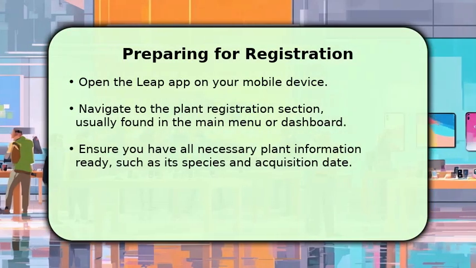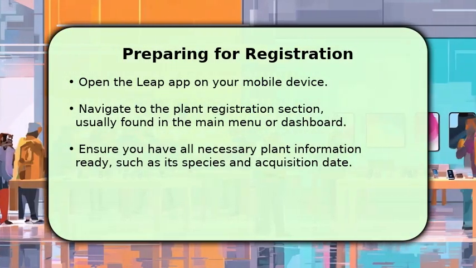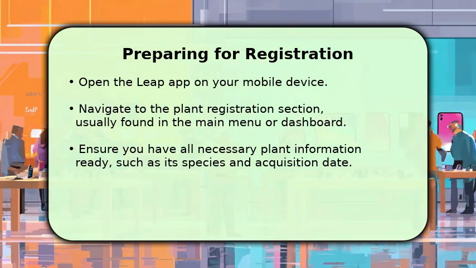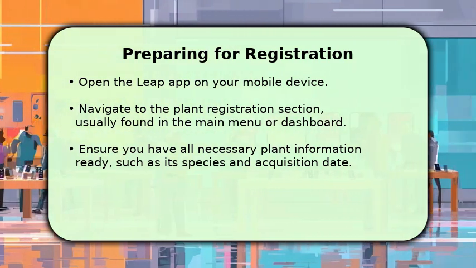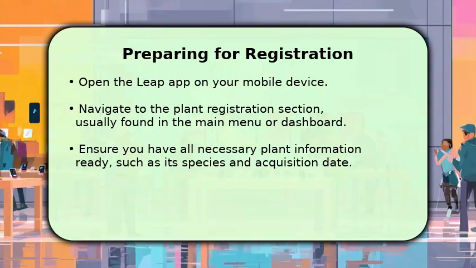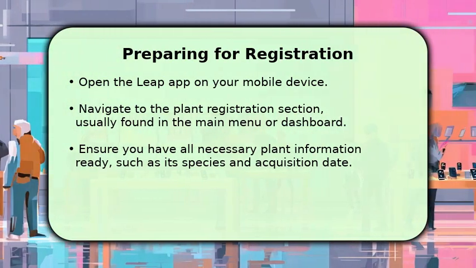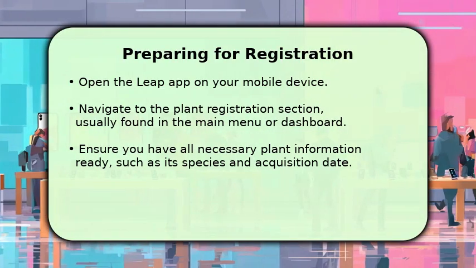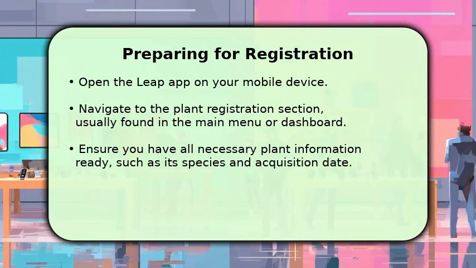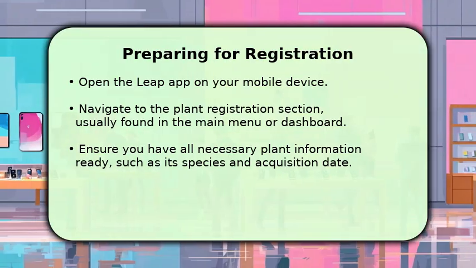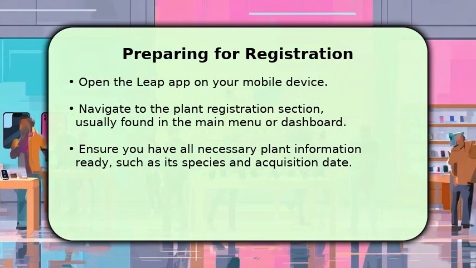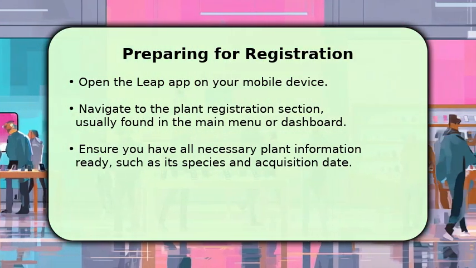To begin, simply open the Leap app on your mobile device. Once inside, navigate to the plant registration section, which you'll typically find in the main menu or on your dashboard. Before you start inputting details, make sure you have all the necessary information about your plant handy, such as its species and when you acquired it. This preparation will make the next steps much smoother.